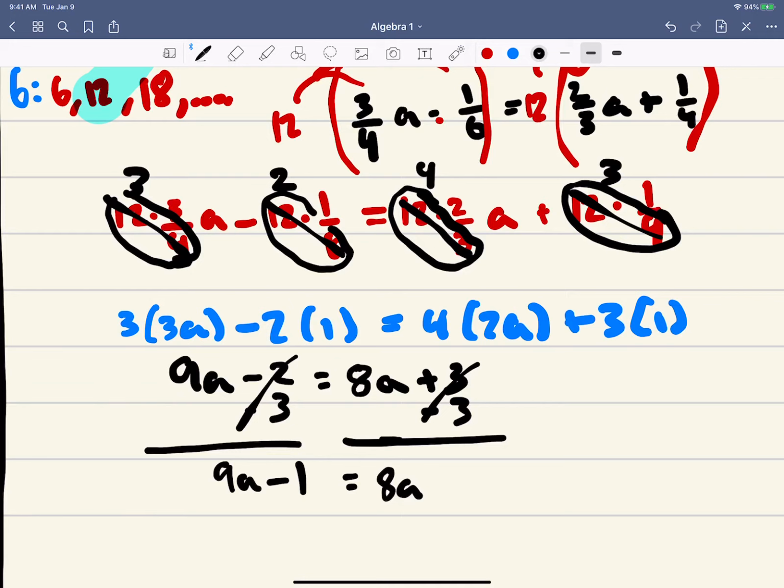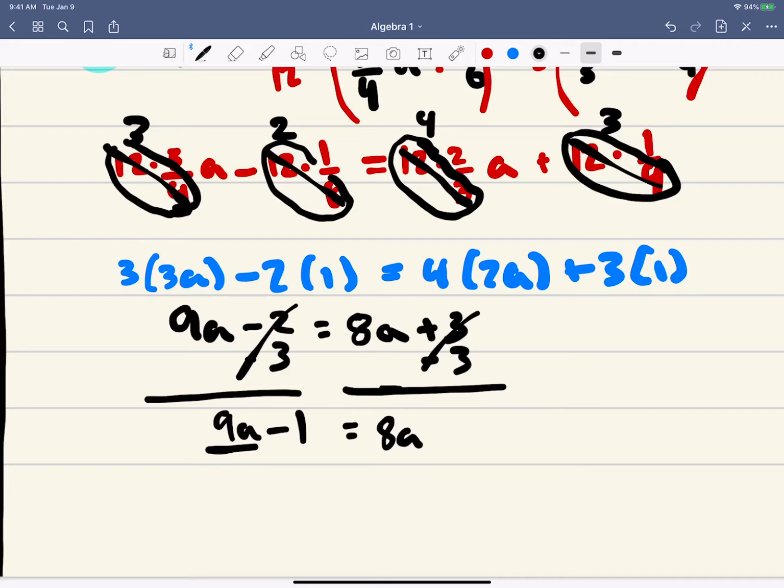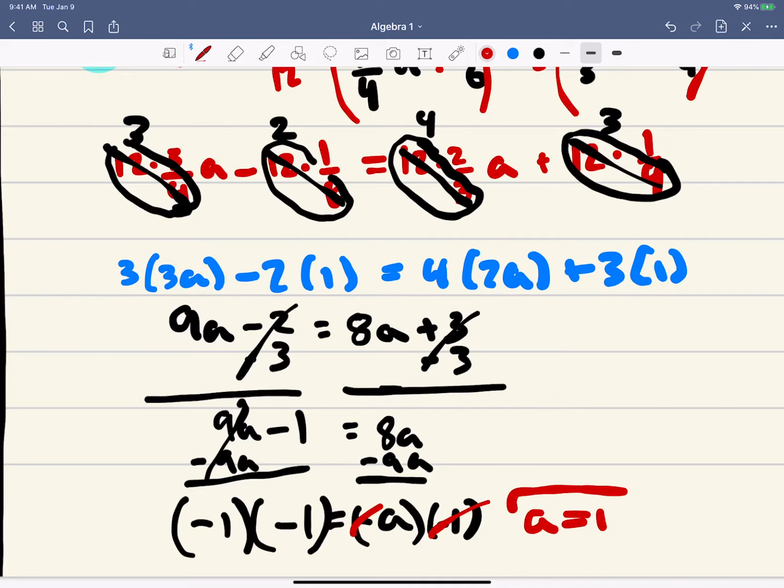Oh, I'm sorry. Yeah, we can do it this way. And now we want to get the a on one side. So we're going to get rid of this 9a. We're going to do minus 9a, minus 9a. This is going to become negative 1 is equal to negative a. And then you multiply both sides by negative 1. You multiply by negative 1 to both sides to get rid of the negative, by the way. And you're going to get a is equal to 1.